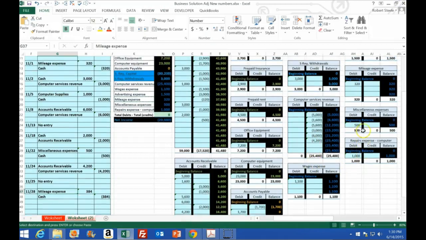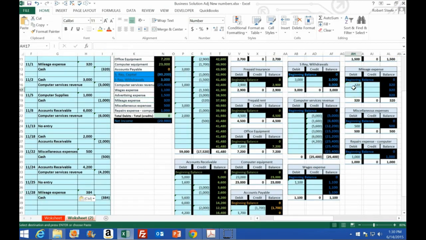We're going to look for the mileage expense on AH17 equals, pointing to the mileage journal entry in H37 and enter. Then we're going to go to the cash account on R24 equals, point to the credit in cash on I38, and that will put us back in balance here. And there we have that.